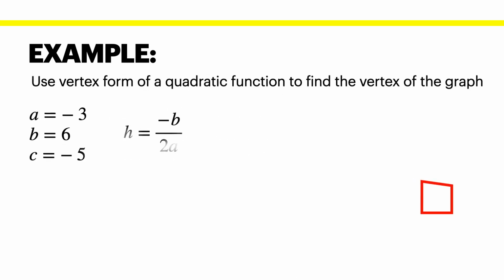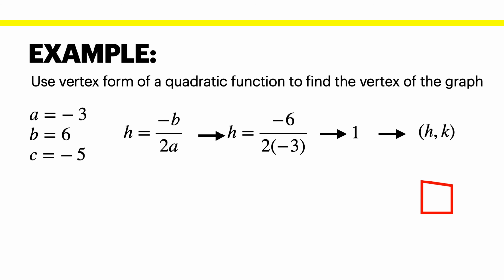Now, let's try to do this. Our formula is h is equal to -b over 2a, and inputting the values required, it's -6 over 2 times -3. This will give us a value for x equal to 1. And this is going to be the h in the (h, k).